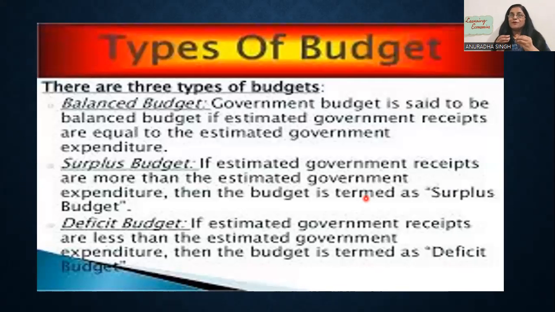And then there are 3 types of budget: balanced budget, surplus budget, and deficit budget. There are only 2 main components of budget: receipts and payments. Just remember it: R P, receipts, payments. Balanced budget is where R is equal to P. Receipts and payments are equal. Surplus budget is where receipts are more than payments, means our expenditures are less and our receipts are more. And deficit budget is where our receipts are less and expenditure is more.